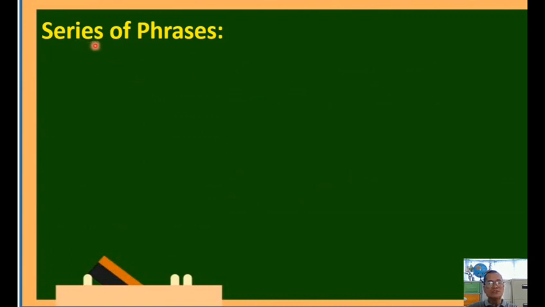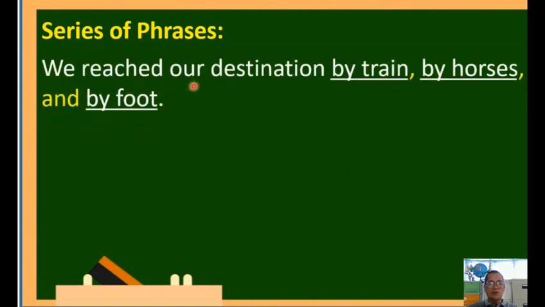Next, examples of series of phrases. We reach our destination by train, by horses, and by foot. Now, dito, meron tayong 3 phrases, by train, by horses, and by foot. 3 ang ating phrases dito, kaya gagamit tayo ng 2 lang na comma. Dito, by train, by horses, another comma. Pagkatapos ng by horses, ay space, pagkatapos coordinating conjunction, and followed with the next phrase, by foot.